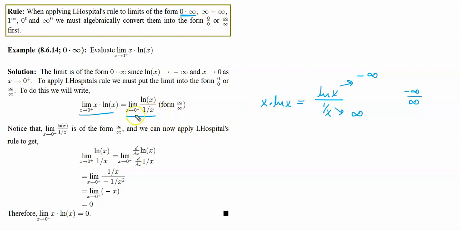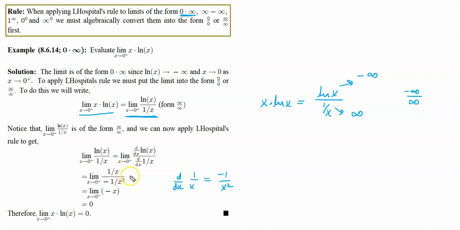Now what we have to do is evaluate this. Okay, so applying L'Hopital's rule, we take the derivative of the numerator. That's going to be 1 over x. Derivative of the denominator is -1 over x squared, right? Derivative of 1 over x, right? That is -1 over x squared, recall. All right, think of this as x to the -1 power.